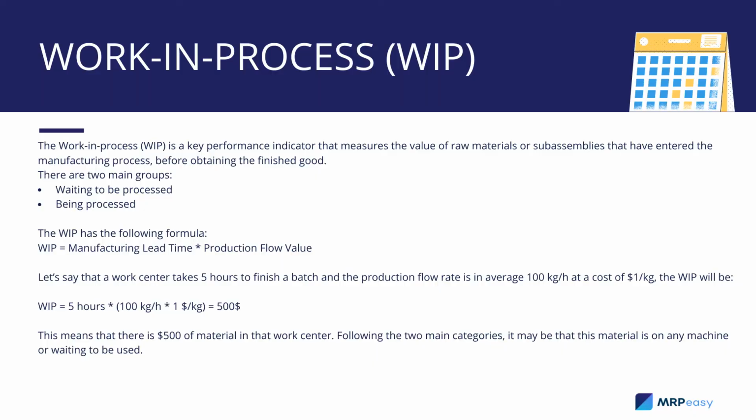The Work in Progress, WIP, is a key performance indicator that measures the value of raw materials or subassemblies that have entered the manufacturing process before obtaining the finished good. There are two main groups: waiting to be processed, and being processed. The WIP has the following formula. WIP equals manufacturing lead time times production flow value.